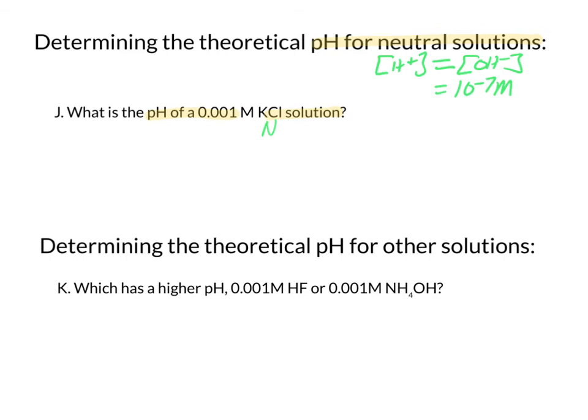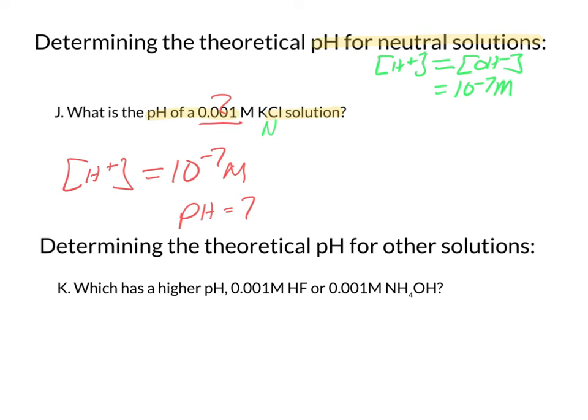So to find the pH of this solution, all we have to know is that the hydrogen ion concentration is going to be 10 to the negative 7. The actual concentration of the neutral substance makes no difference at all, because it doesn't give off hydrogen or hydroxide, it doesn't matter what the concentration is. We know that because it's neutral, the hydrogen ion concentration will be 10 to the negative 7, and of course the pH will be 7.